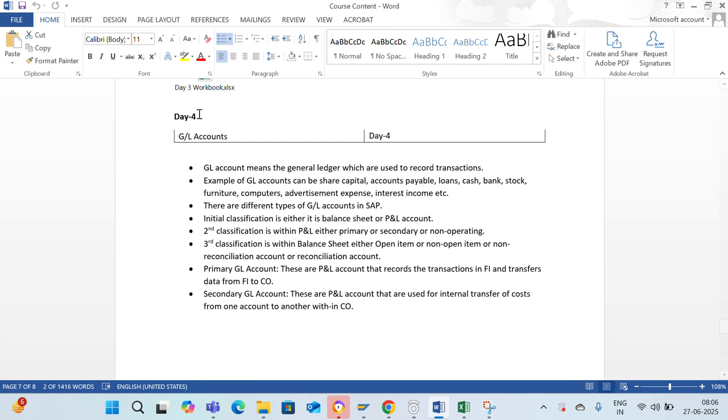SAP FICO. We'll be discussing the GL accounts today. So, first thing is the definition of the GL account. GL accounts are nothing but the general ledger which are used to record the transactions.